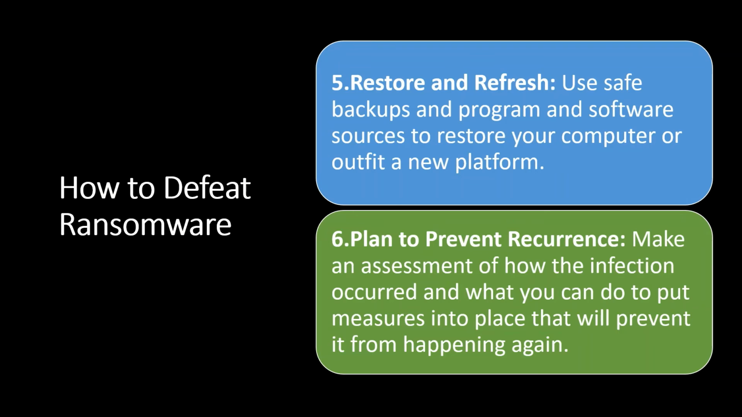Next, and the last step, is to plan to prevent recurrence. Make an assessment of how the infection occurred and what you can do to put measures into place that will prevent it from happening again. An example would be setting up spam filters, managing local and external permissions within the system, and within the organization it is important to consider employee training to train employees to deal with certain attack vectors.